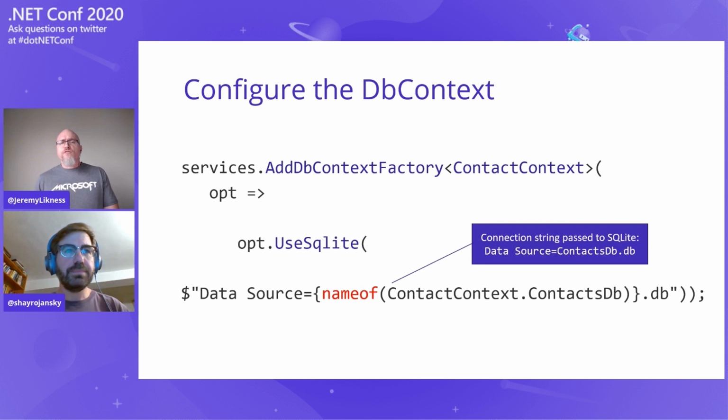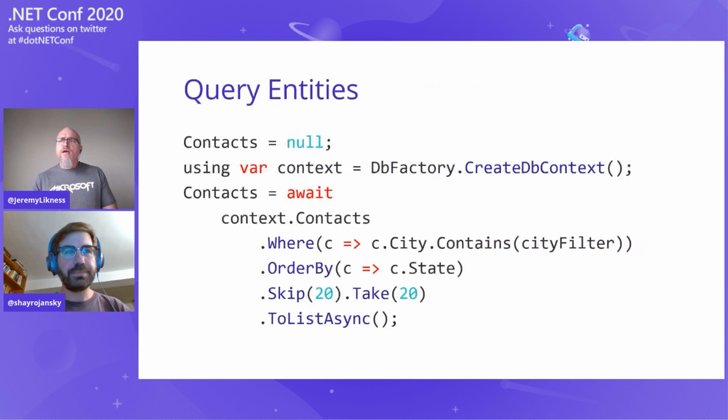If this was SQL Server, I could pull this from environment, from secrets, from Key Vault, etc., and pass that in. Now I have my data context. I want to query something. Here I'm creating the context using my factory, and then I'm asking for a list of contexts with some filter. This is LINQ syntax. It's filtering city, ordering, skipping, taking, etc.